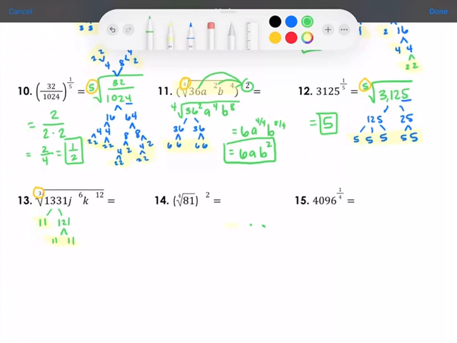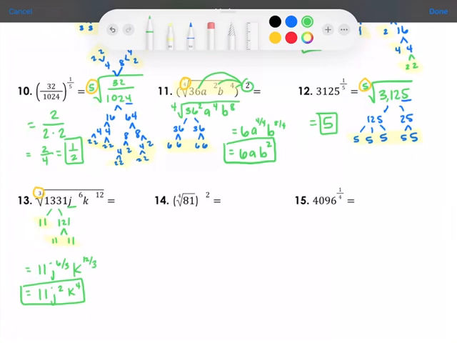If I'm looking for groups of 3, I have them right here. 11 times 11 times 11 is 1,331. So I'm able to take that out, the 11. And then for my variables, I have j to the 6th, but I'm taking the third root, so j to the 6 over 3. And then I have k to the 12 over 3. So this will simplify to 11j squared k to the 4th. And that's my final answer.